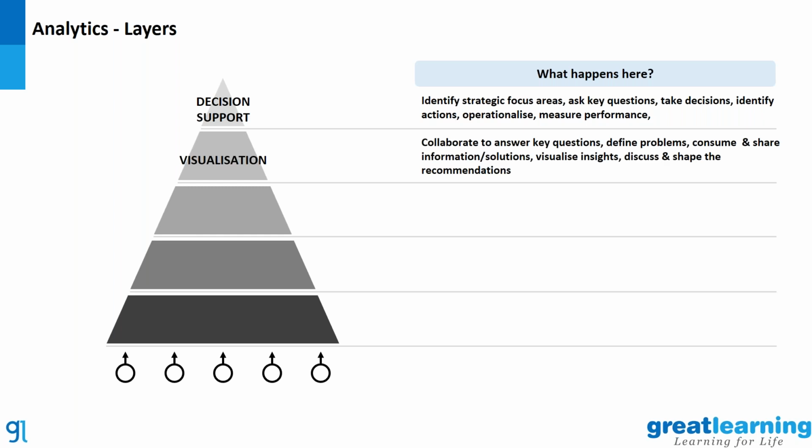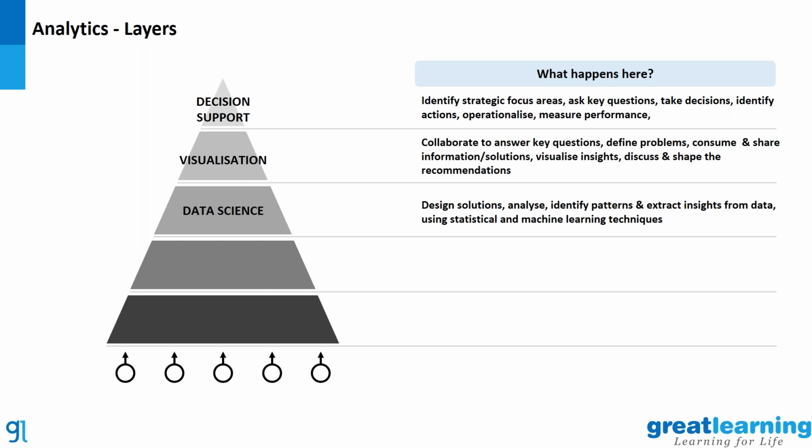The next layer is about visualization. This is where people collaborate, to answer key questions, look at the outputs, extract insights, define problems, and then discuss and shape the recommendations that are then given to decision support leaders at the top. What's the next layer? That is where data science comes in. This is where all the solutioning happens, where you analyze, identify patterns, extract insights from data using statistical and machine learning techniques. For that to happen, what you need is data which is ready for analysis. Now, this is a very important layer in this whole stack, where you consolidate data, you cleanse it, you transform it, create new variables, get it ready for analysis, so that data science can happen in a meaningful way.